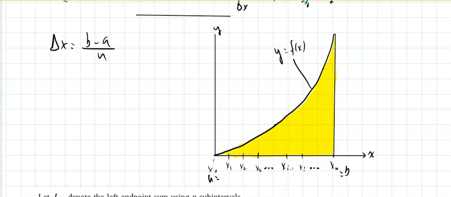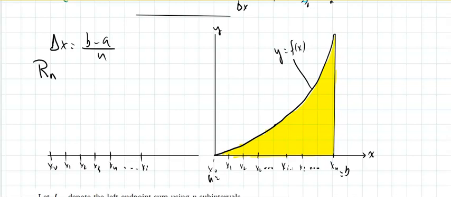If I wanted to do R sub n, the right-hand approximation, let me put that on a number line for you really quick. I'm starting at x sub 0, x sub 1, x sub 2, x sub 3, x sub 4, dot dot dot, x sub i minus 1, x sub i, dot dot dot, all the way to x sub n. This is the end, this is the beginning.